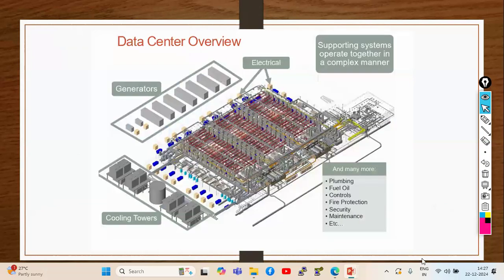So this is what a typical data center looks like. See, these are the racks. The red ones are the racks where you have your servers installed. Then, if you see here, you have generators, cooling towers, and an electrical substation. So a data center will always consist of these components. Now I'll quickly explain why we need a generator, why we need a cooling tower, and so on. Is this slide clear?